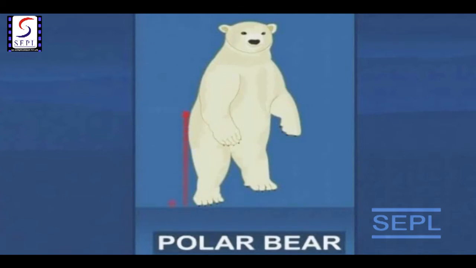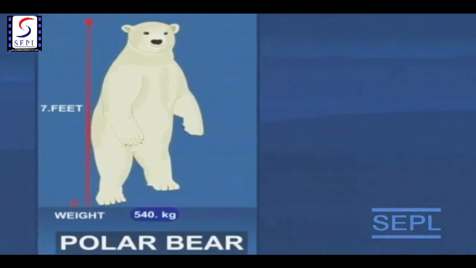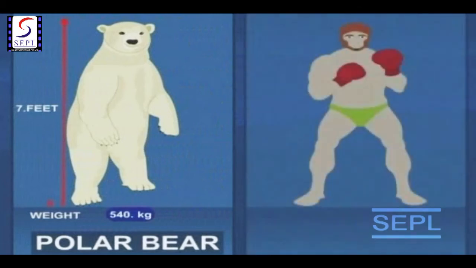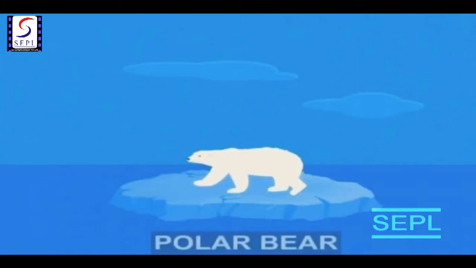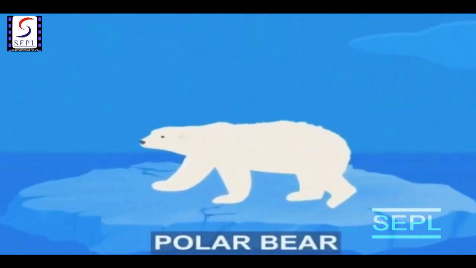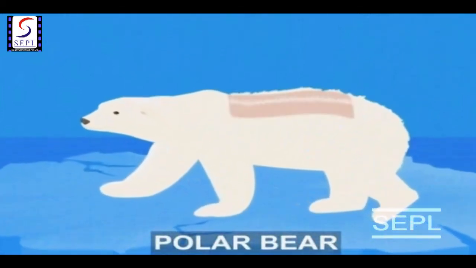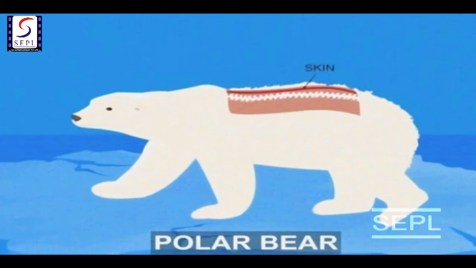It is 7 feet tall and weighs 540 kilograms. Its weight is equivalent to about 5 heavyweight boxers. A lot of the polar bear's weight is just fat. Underneath the skin, polar bears have a blanket of blubber several centimeters deep.